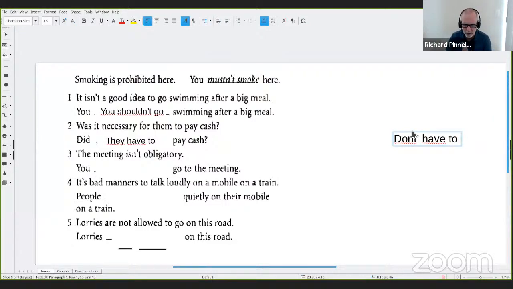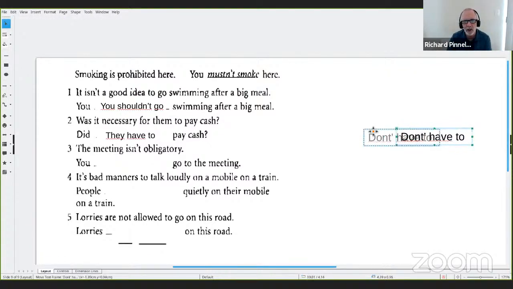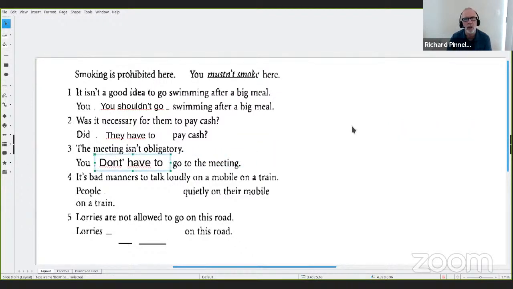So, bueno, Diana's got you have to go to the meeting. Si dices you have to, significa que es obligatorio, pero no es obligatorio. And Darcy has got, you mustn't, significa que está prohibido. No queremos decir eso. Lo que queremos decir aquí es que no es necesario. Entonces, ponemos aquí, you don't have to go to the meeting. No es obligatorio, pero si quieres, puedes.